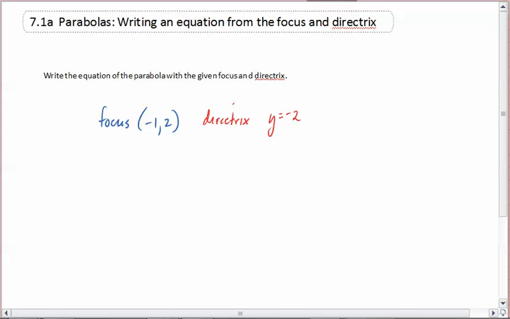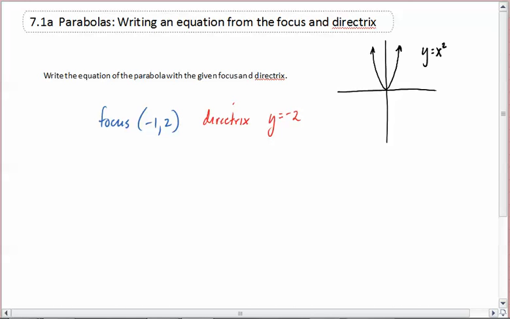We're going to take a look at parabolas, and we're going to write an equation from the focus and directrix. Now, let's establish a few vocabulary definitions first before we get into this problem. You'll remember from Algebra 2 that a parabola, in its most basic form, if it's a function, looks something like this. And we know that the equation for that would be this.